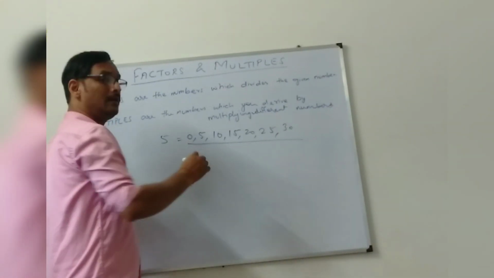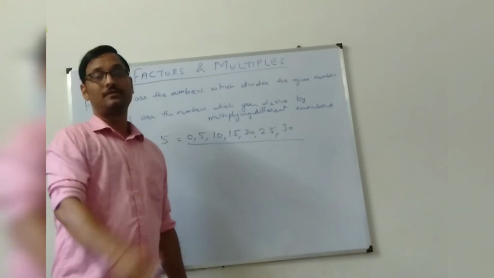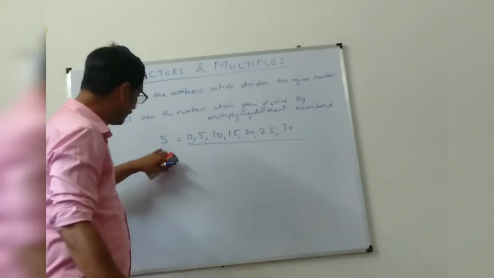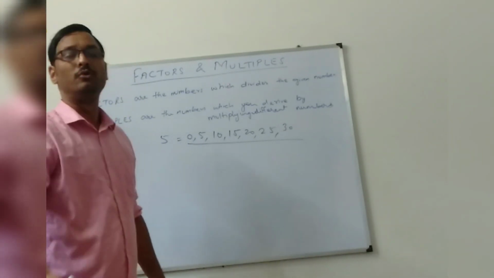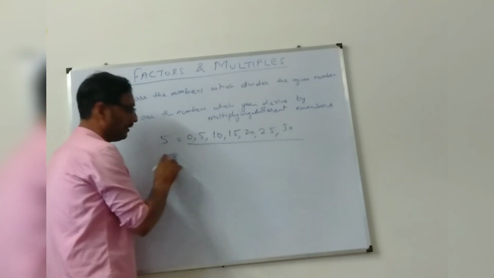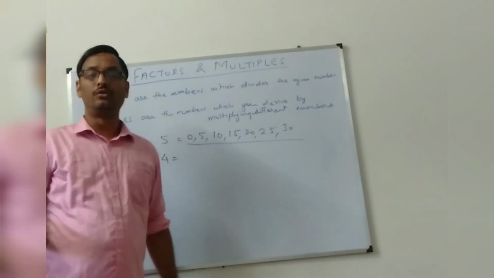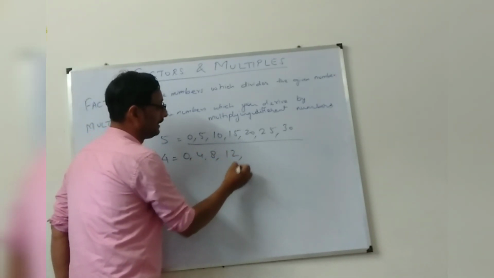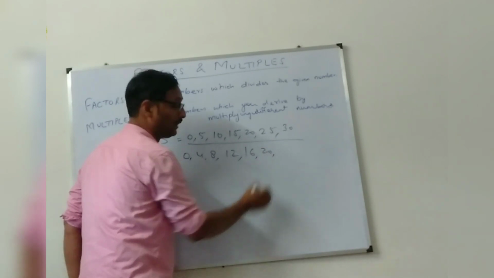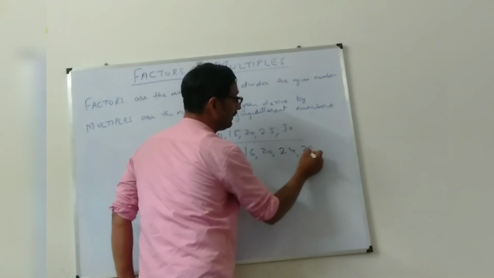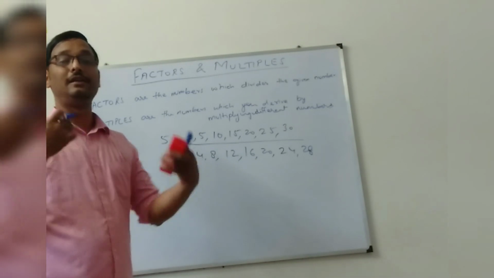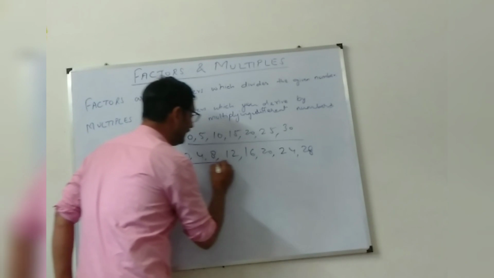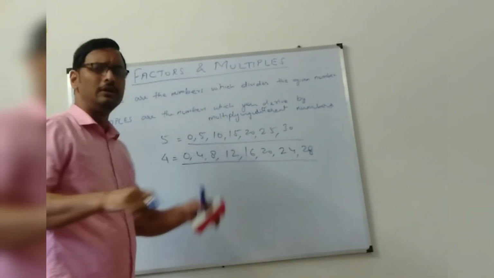Take another example. Now you will say, sir, in factors you showed me a prime number, and this is also a prime number. Now I am telling you about a composite number. 4 is a composite number. Tell me the table. 4 times 0 is 0, 4 times 1 is 4, 4 times 2 is 8, 4 times 3 is 12, 4 times 4 is 16, 4 times 5 is 20, 4 times 6 is 24, 4 times 7 is 28. Keep on saying, that is the multiple. So these are the multiples of 4. This is the way you need to find the multiples.